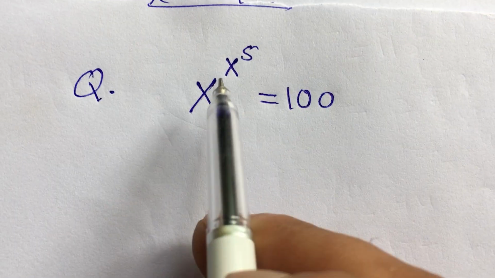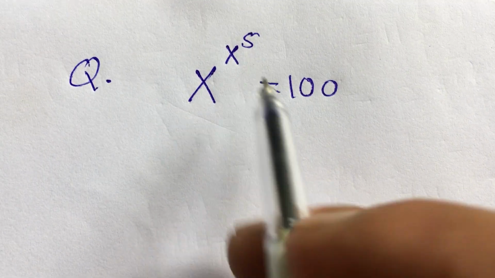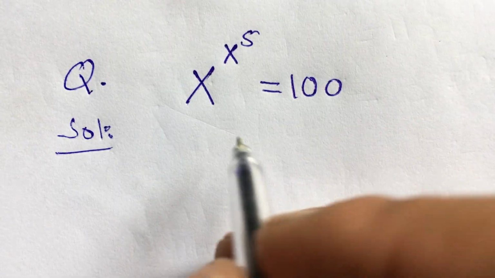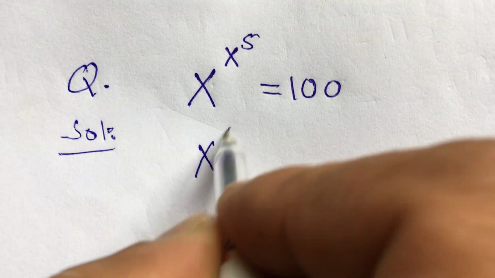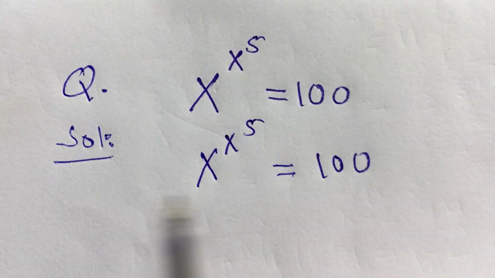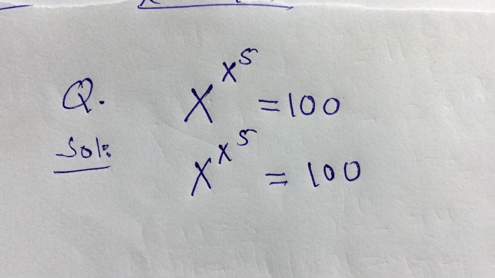Here we have to find the value of x. What would be the value of x? So let's start the solution of this question. We have x whole power x power 5 is equal to 100.